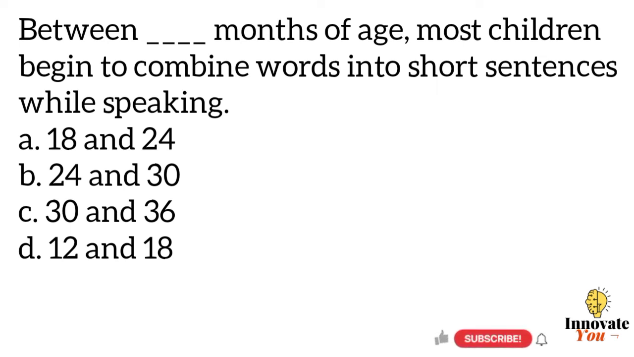When the child becomes 24 to 30 months, he tries to speak multiple words. After 30 months, the child tries to make longer sentences. Hence, it becomes clear that between 18 and 24 months of age, most children begin to combine words into short sentences while speaking. So, the correct answer over here is option A, 18 and 24.